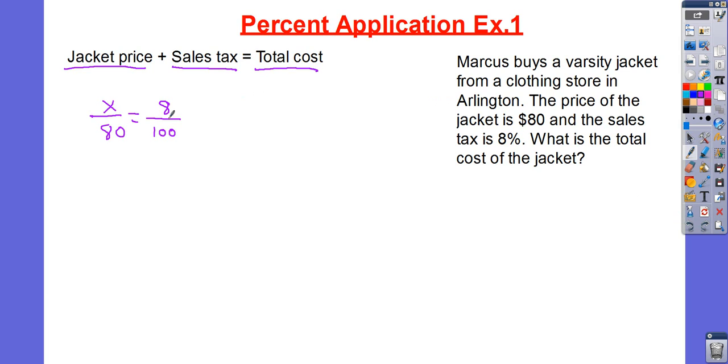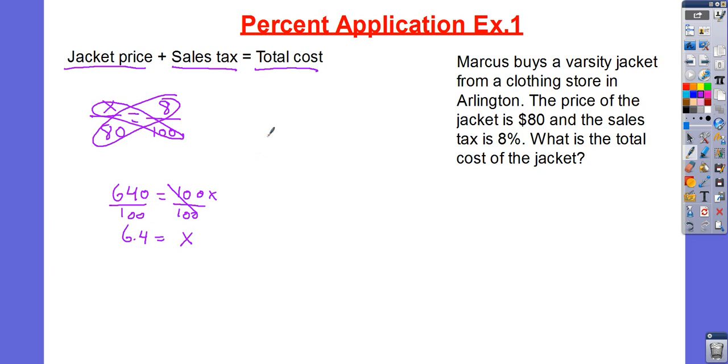Alright, I'm just going to simply take the cross product. So 8 times 80 is going to be 640. And then lastly, 100 times x is going to be equal to 100x. Okay, so now that I've taken the cross product, I could just go ahead and divide the number. So I'm going to divide by 100 and divide by 100. So x in this case is going to be equal to 6.4.